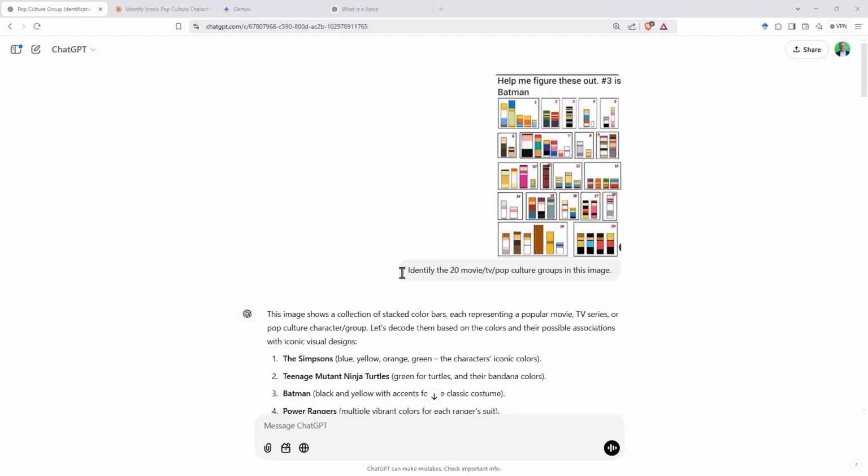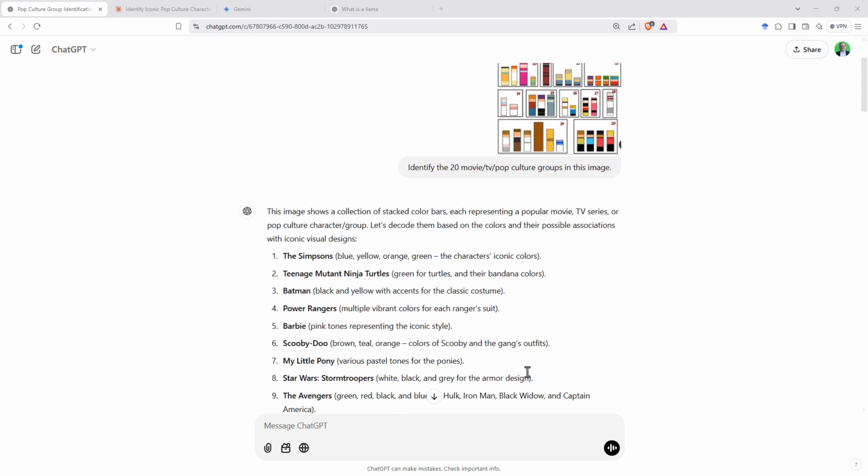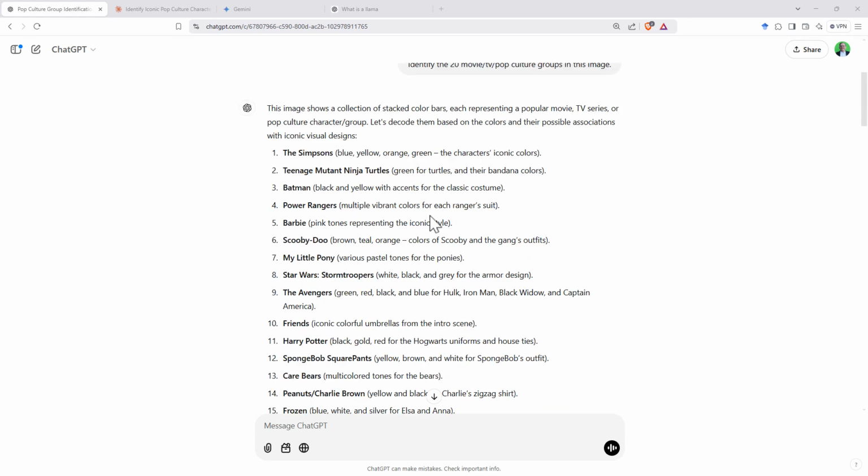Okay, so here's ChatGPT. We can see I gave the same prompt to each of the 3. So identify the 20 movie, TV, pop culture groups in this image. And we can see it's got The Simpsons, it's got Batman. Didn't get 2, didn't get 4. I do like that it has tried to explain its decision making. So as we come down, we see that they get kind of more and more off kilter from what they should be. But it's explained each time.